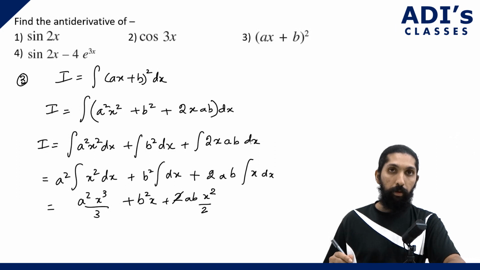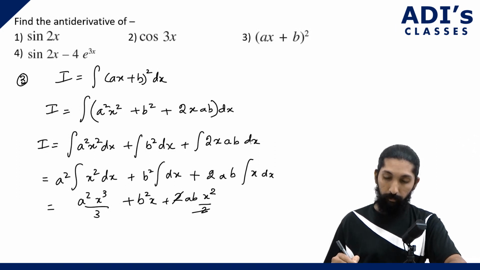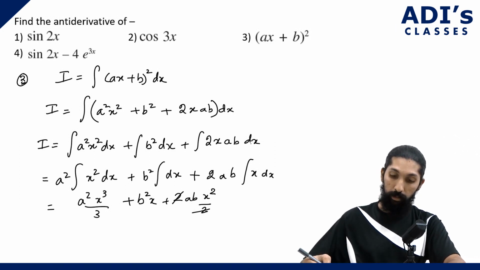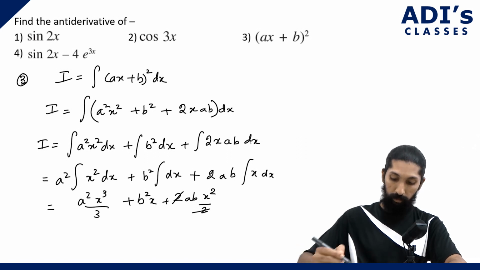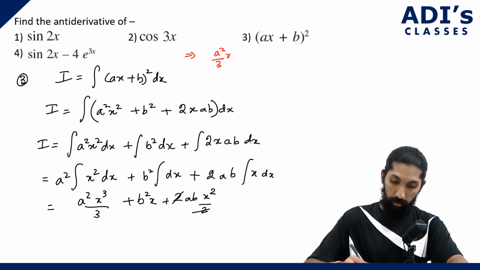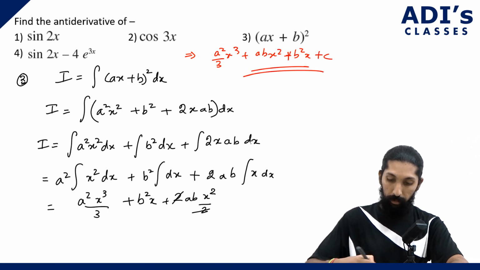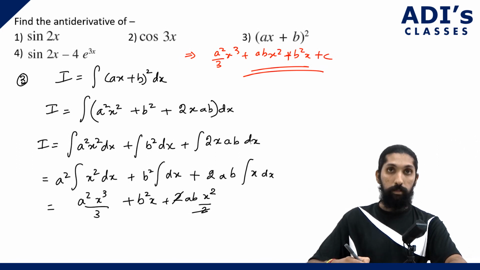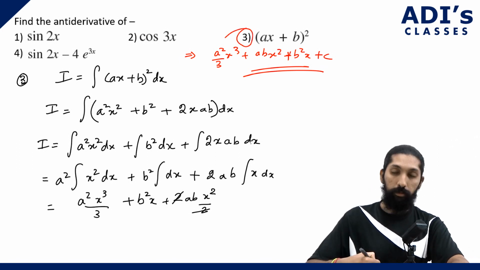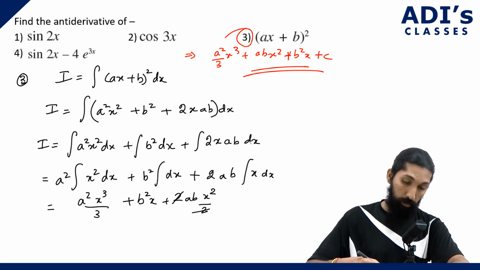Now, 2 and 2 cancels out. Correct? Once 2 and 2 cancels out, I'll write the answer here itself. So you'll get the answer as a square by 3 into x cube plus ab into x square plus b square x plus c. This is the answer for the third question. Fine. Let's do the fourth one now. All right.